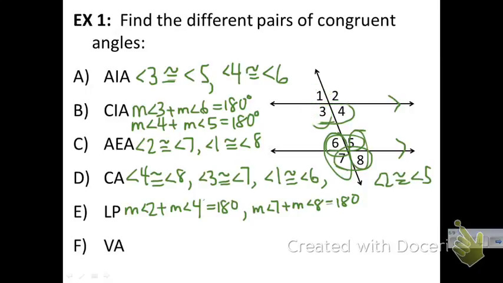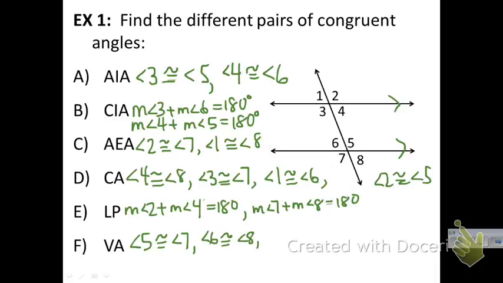And then our last one are known as vertical angles. Vertical angles, if you remember, they're the ones that make an X, so we're talking about 5 and 7 here. So vertical angles are congruent. So 5 is congruent to 7, 6 is congruent to 8, 1 is congruent to 4, and angle 2 is congruent to angle 3.